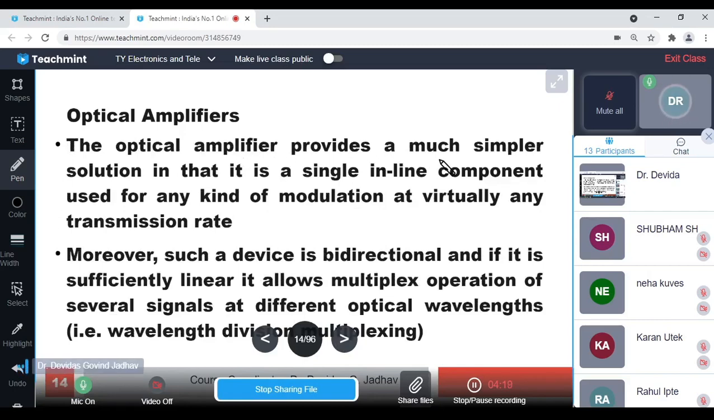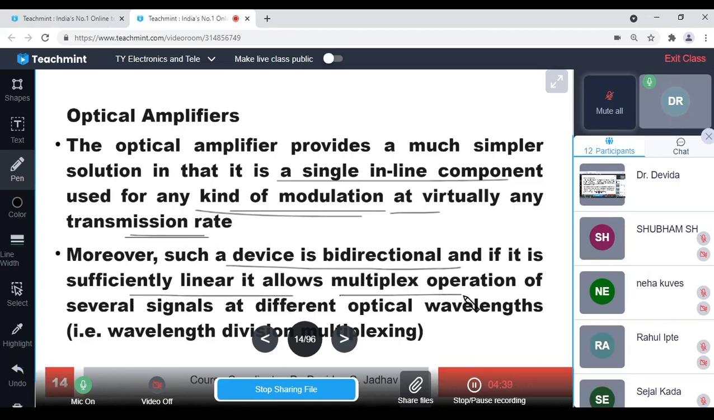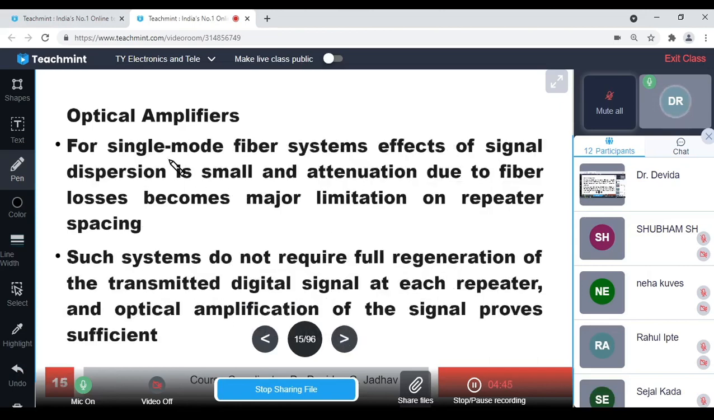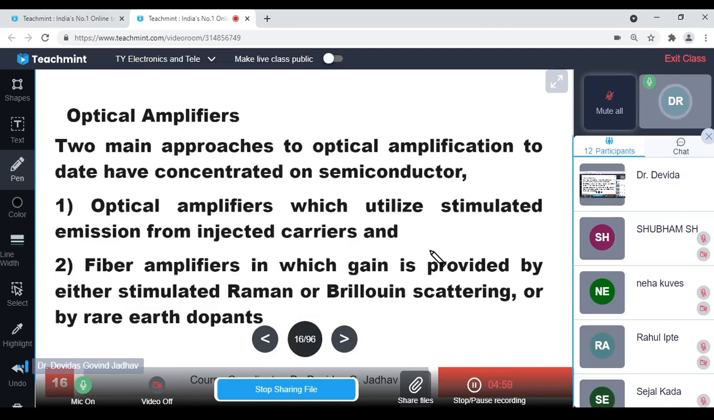The optical amplifier provides a much simpler solution in a single inline component. It can work with virtually any kind of modulation and any transmission rate. Moreover, such a device is bidirectional and sufficiently linear to allow multiplexing, so wavelength division multiplexing is possible with these amplifiers. In a single mode fiber system, the effect of signal dispersion is small and attenuation is less, but fiber losses become the major limitation on the repeater spacing. In such systems we can employ the optical amplifiers.